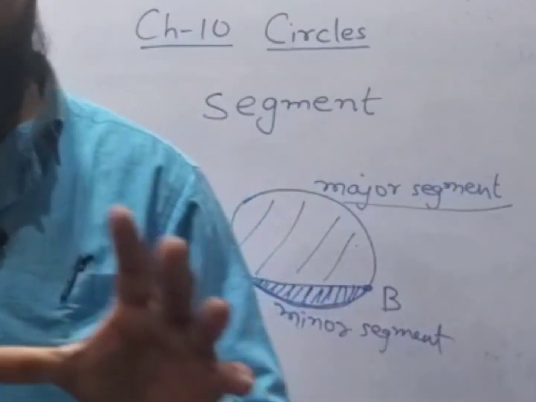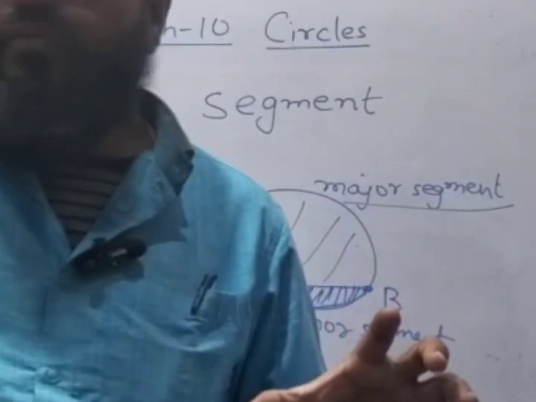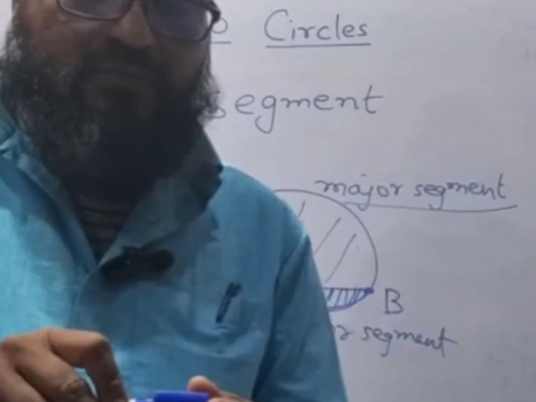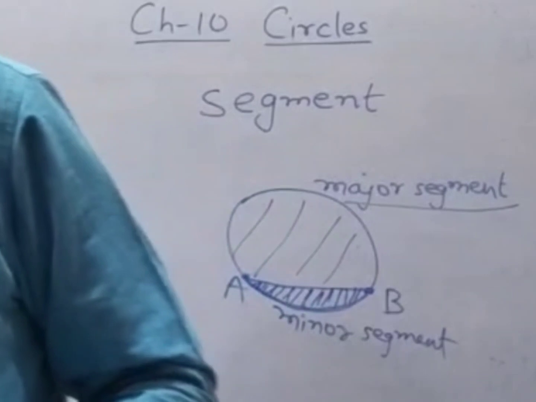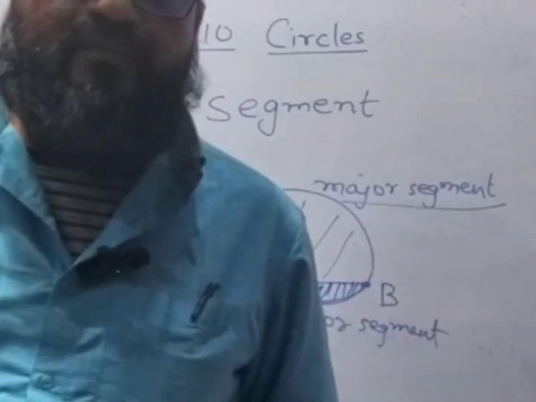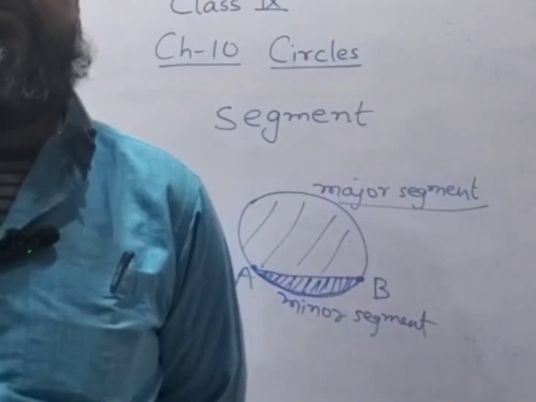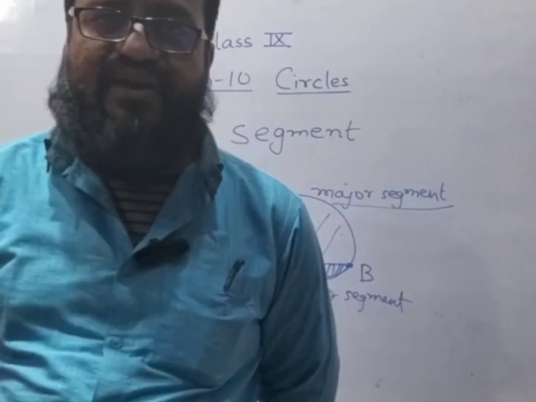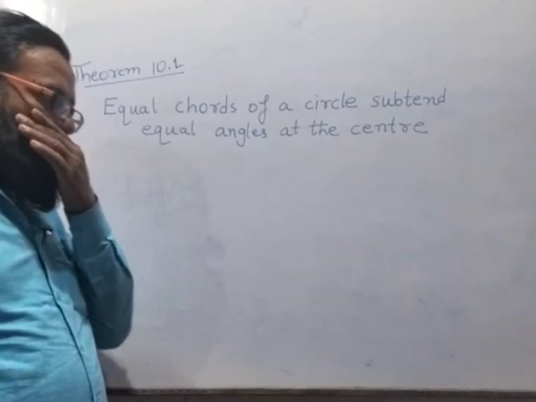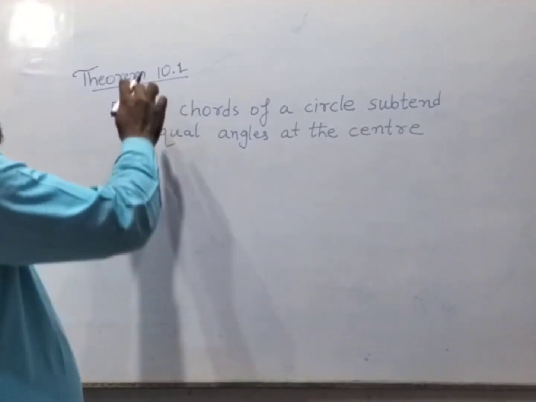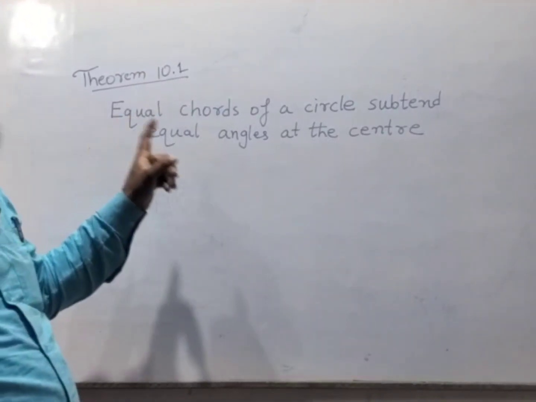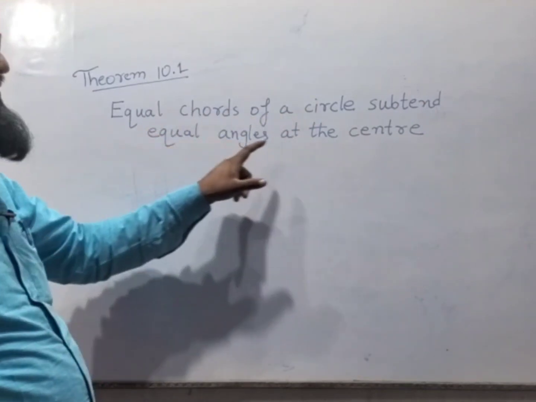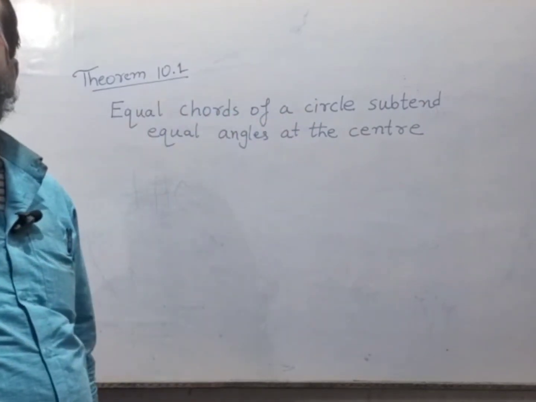Okay, now let's come to theorem 10.1. Today we shall prove theorem 10.1. Okay, let's start. According to theorem 10.1, equal chords of a circle subtend equal angles at the center.